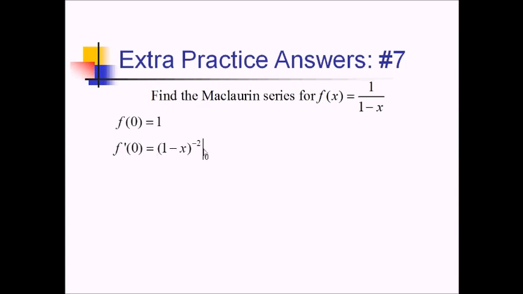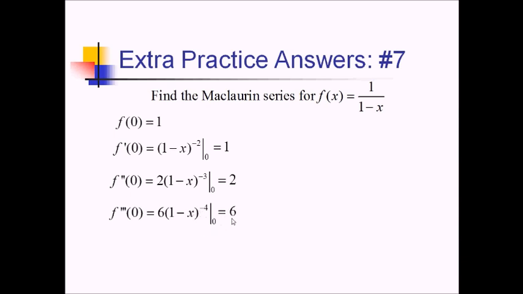Also, when you plug in 0 to all of these, you're always just doing 1 minus 0 to some power, which is just always going to come out to 1. So this comes out to 1. The second derivative, that's going to be a 2 out in front, exponent of negative 3. That's going to come out to 2 times 1, so that's 2. For the third derivative, we've got a 6 out in front now. Plugging in 0, that's going to be 6.